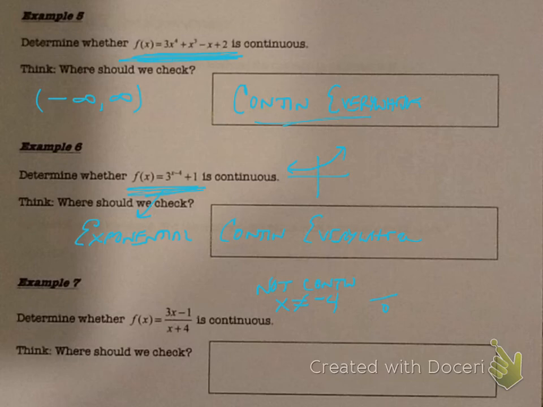So we've seen 4 different kinds of functions if you think about it. We looked at a piecewise function, and we learned that if we're going to determine where that thing is continuous, we have to really look at the break in the pieces. Then we looked at polynomials, exponentials, rational functions in example 7, and they all have very specific things we're looking for.